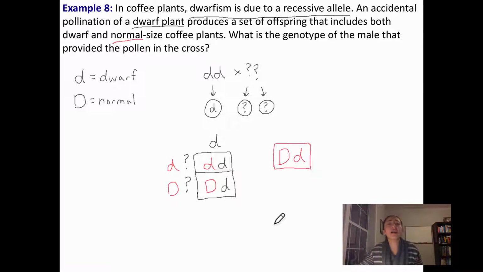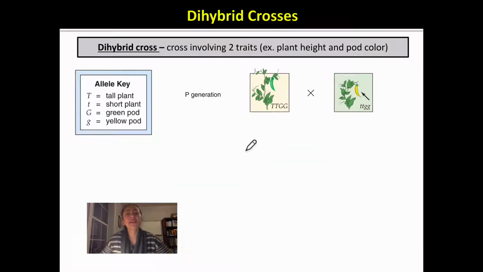Now we're going to start looking at how we can solve dihybrid crosses, or in other words, looking at crossings involving more than one trait, 2 traits. All right, so let's start solving some dihybrid crosses. A dihybrid cross differs from a monohybrid cross in that a dihybrid cross involves 2 traits. So instead of just looking at height or just looking at color, we're looking at how height and color are inherited together. So we're looking at both of these traits simultaneously.